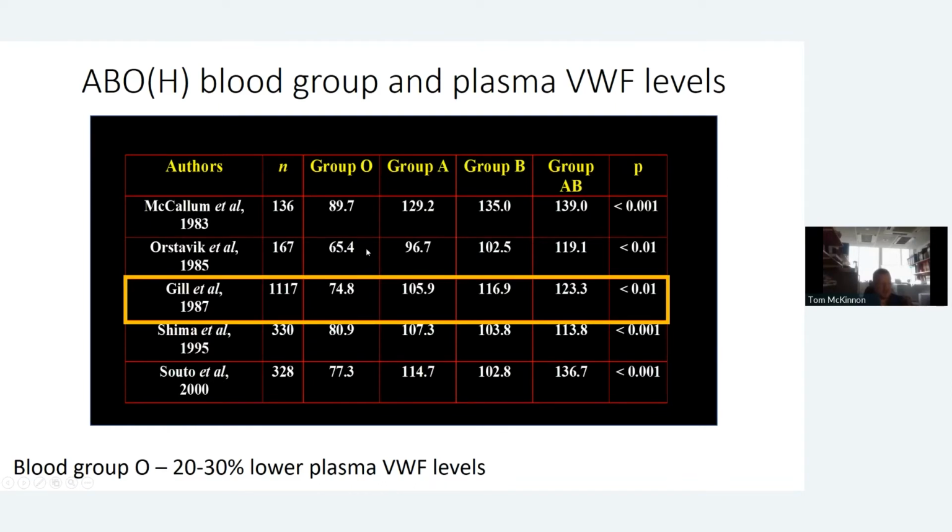And routinely, it's seen that the plasma levels are lowest in group O and are highest in group AB. And it's also worth noting that individuals of blood group O seem to be more prone to bleeding problems, whereas individuals of blood group AB seem to be more prone to problems associated with thrombosis.